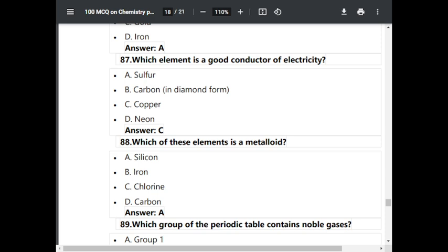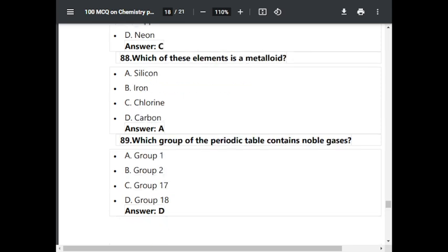Question number 88. Which of these elements is a metalloid? Option A silicon, option B iron, option C chlorine, option D carbon. The correct answer is A, silicon. Silicon is a metalloid.